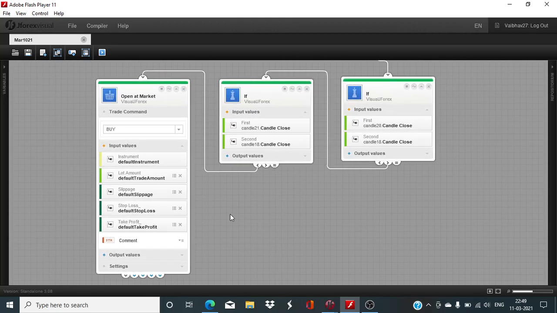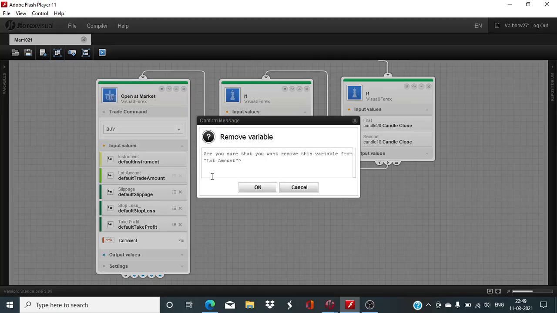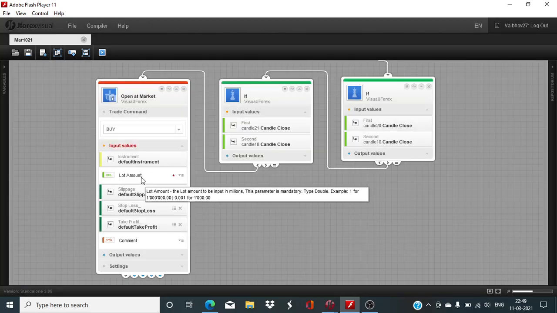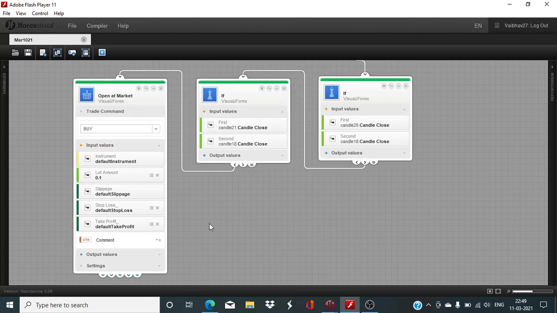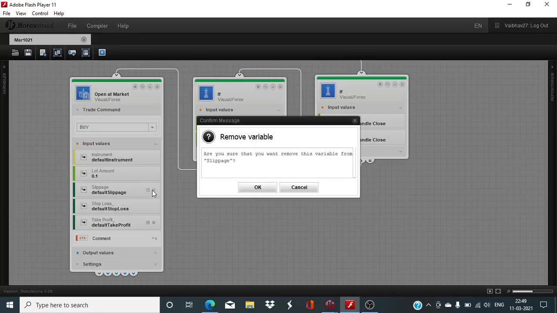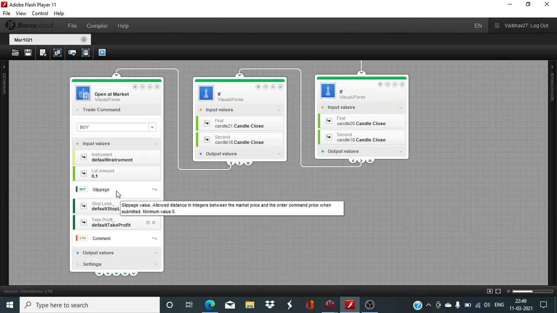Now we have to define these input parameters also. The instrument is default instrument, but here the trade amount needs to be defined, and for that we can take any appropriate value as per our equity in the account. 0.1 million I'm taking. Slippage, I think instead of 5 pips, 2 pips is good enough.